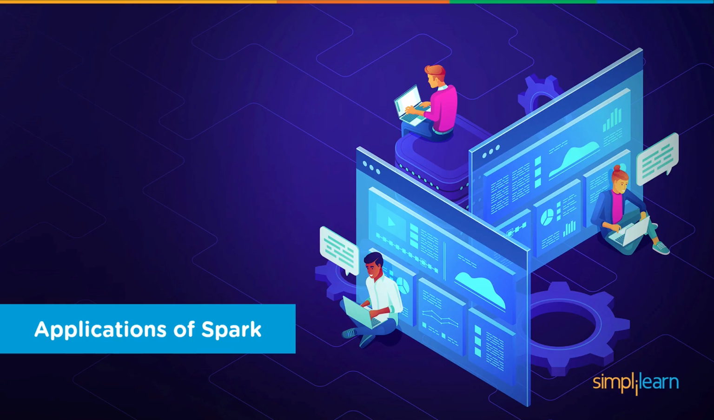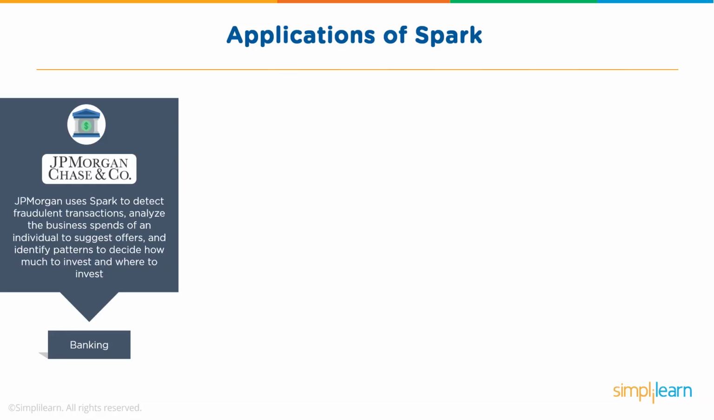Now let's look at some applications of Spark. So JP Morgan Chase and company uses Spark to detect fraudulent transactions, analyze the business spends of an individual to suggest offers, and identify patterns to decide how much to invest and where to invest. So this is one of the examples of banking. A lot of banking environments are using Spark due to its real-time processing capabilities and in-memory faster processing, where they could be working on fraud detection or credit analysis or pattern identification and many other use cases.